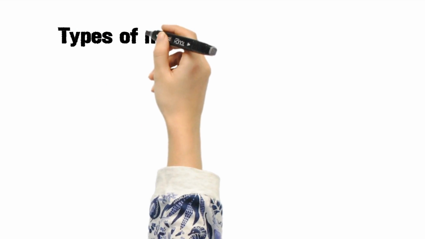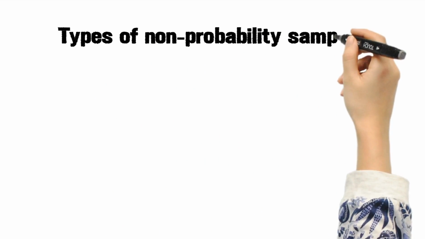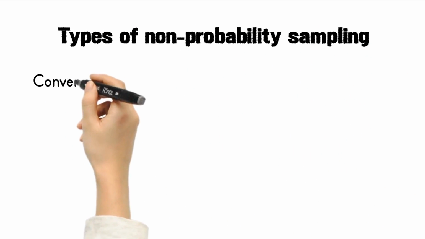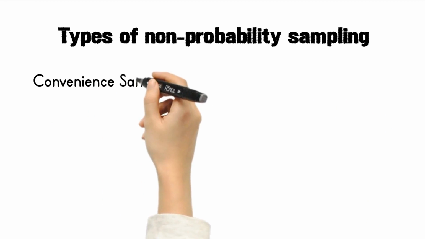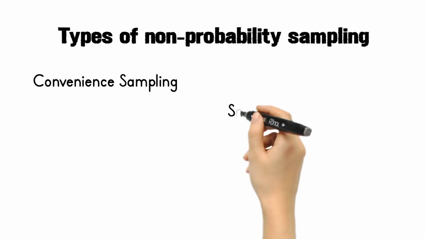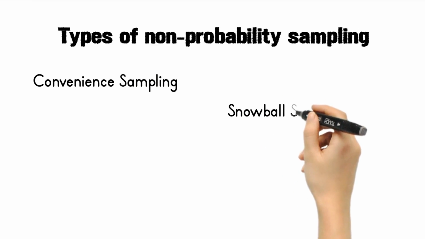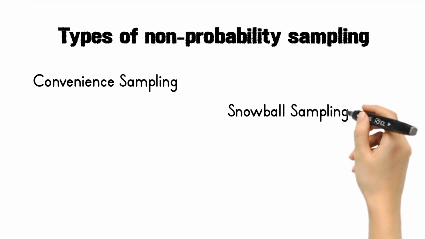There are 4 types of non-probability sampling. First, convenience sampling. Second, snowball sampling. Third, quota sampling. Lastly, purposive sampling. Let's have an overview of each of the non-probability sampling now.